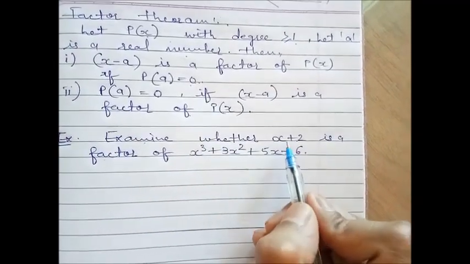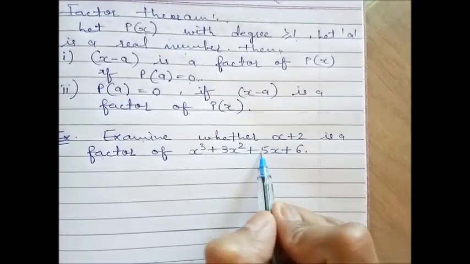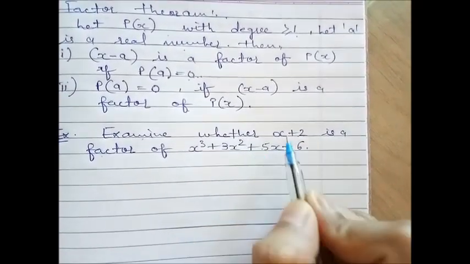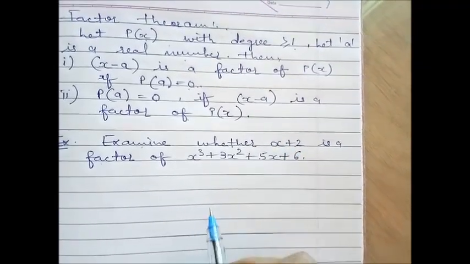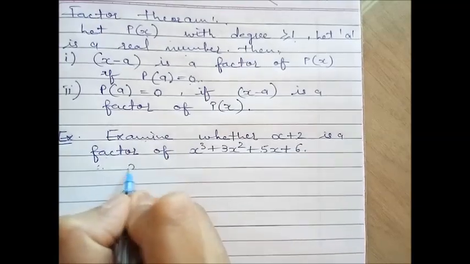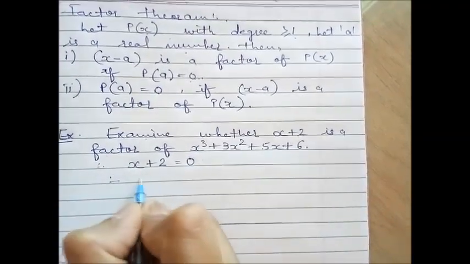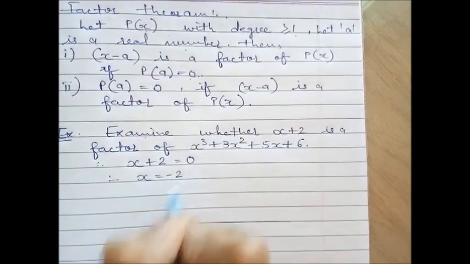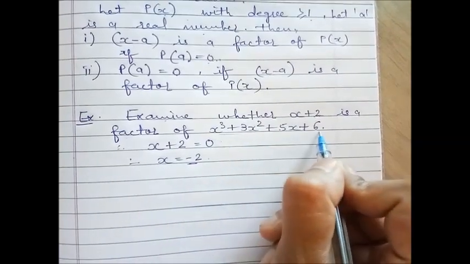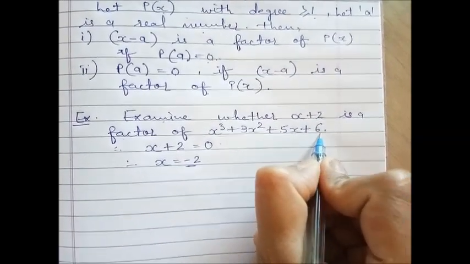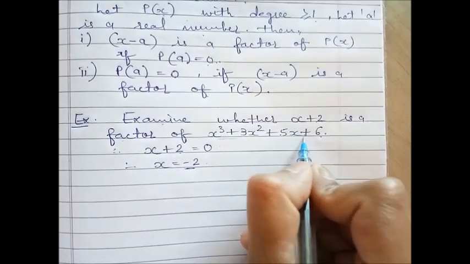That means we can say that x plus 2 is a factor of this polynomial when p of minus 2 comes 0, right? So we will take, suppose x plus 2 equal to 0, therefore x is equal to minus 2. Now for this minus 2, if this entire answer comes 0, then we can say that yes, x plus 2 is a factor of this polynomial, right?